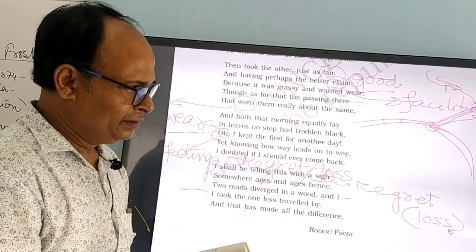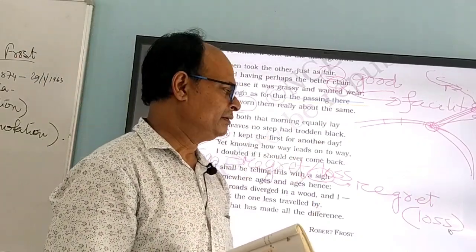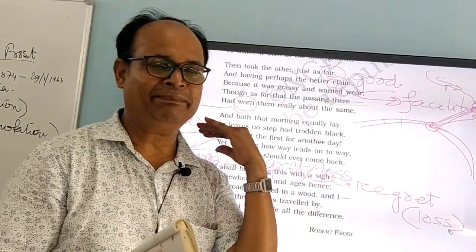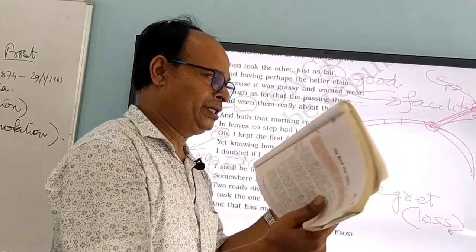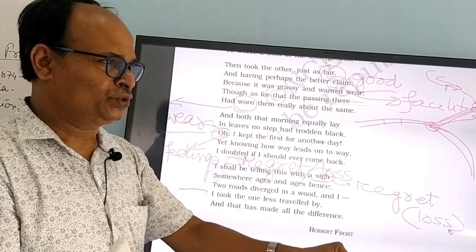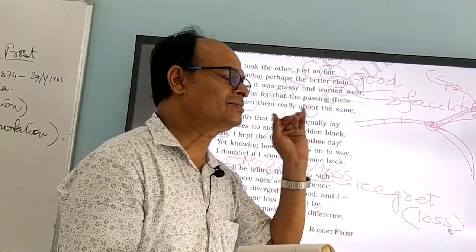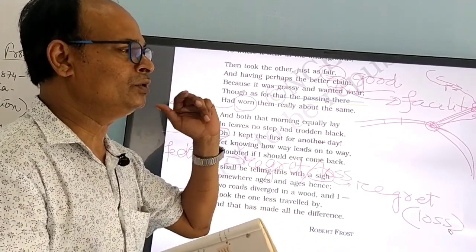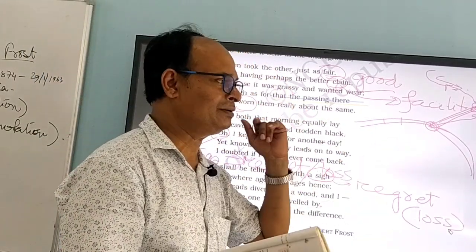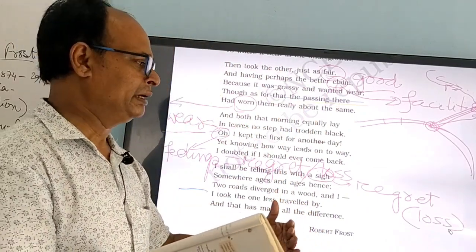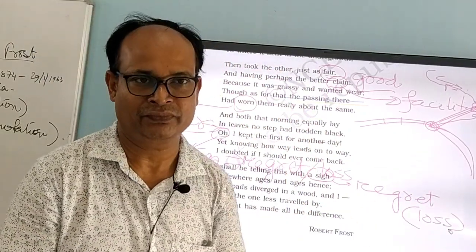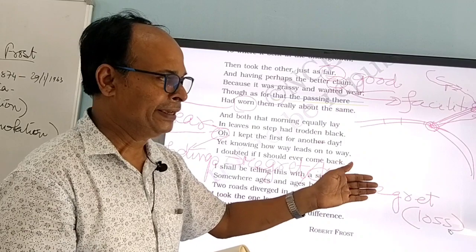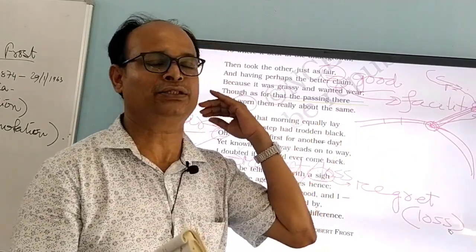What will he say? That when I was traveling, I found at a particular point that the route diverged and I chose the route that was less traveled by, because I thought that road would be special, and because of this special road chosen by me, I am what I am today. Means the choice in life is very important, and choice makes the person what he is today.